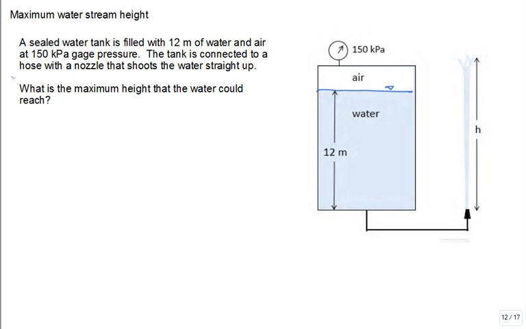The tank is connected with a hose that goes to a nozzle. So this is our hose. And it shoots the water straight up into the air. So the water can go up. And it asks, what is the maximum height that the water could reach? What is this maximum height? Okay, so I'm going to go ahead and stop and let you work on that for a minute, and I'll walk around and give you assistance.